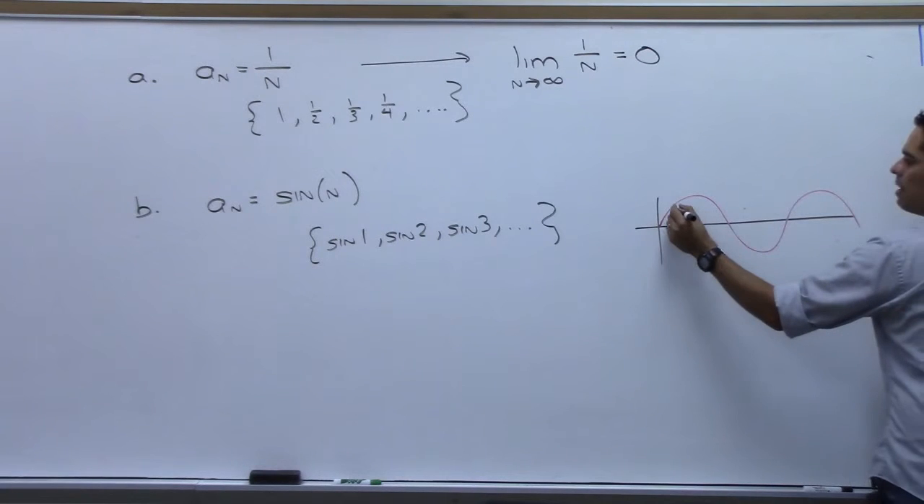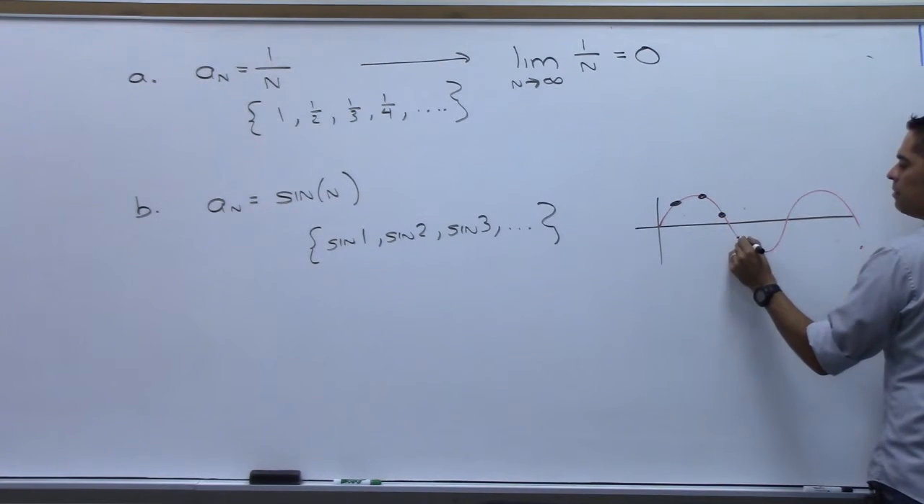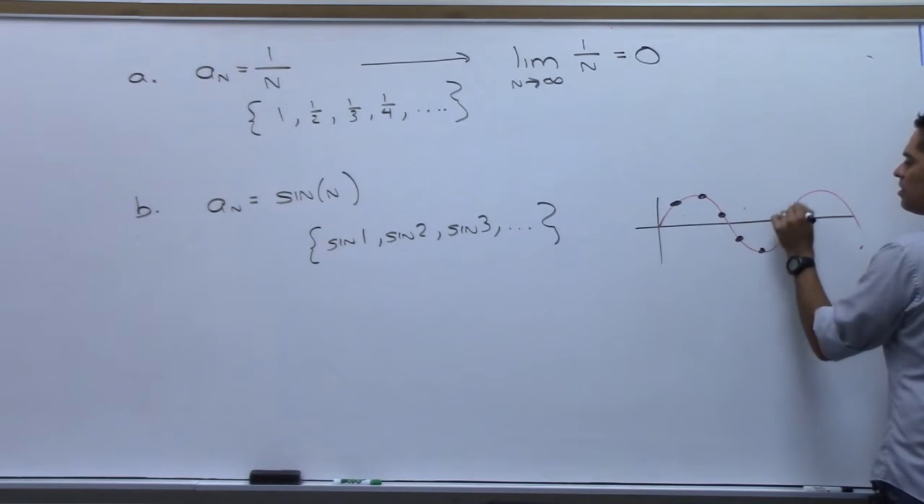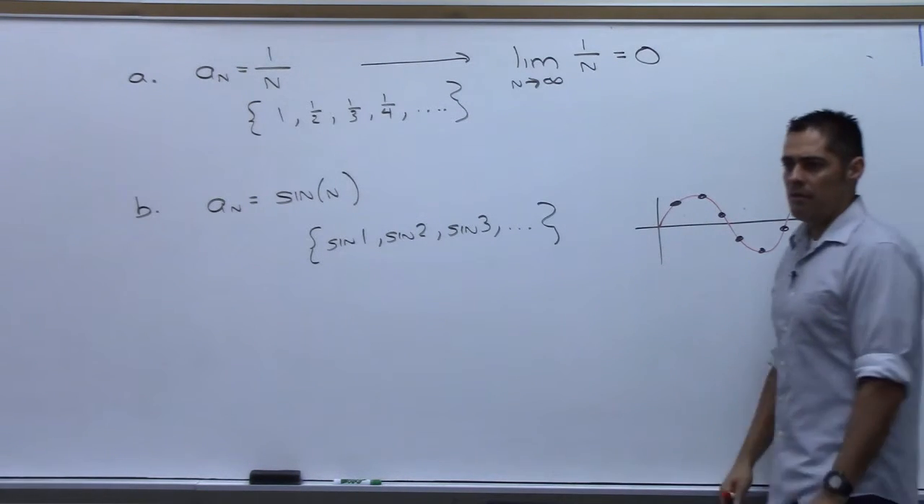So the sequence is like maybe here, and then maybe the next one's there, and maybe the next one's there, and the next one maybe is there and there. So it's just these dots, right? Those dots are not approaching a number. Now they are bounded, right? They're between two numbers, but they're not approaching anything. And because of that, it diverges.